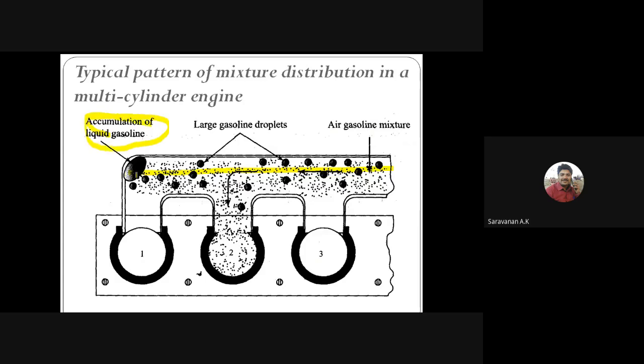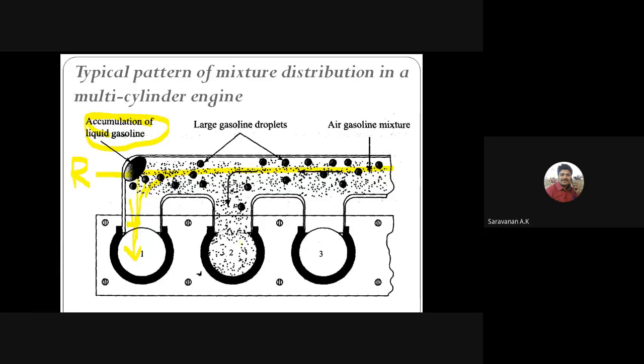In this accumulation, the fuel amount will be somewhat high compared to the air. So here we get a rich mixture. That rich mixture enters cylinder 1 when the firing order comes to the cylinder 1 position. So automatically, when the intake valve opens, the air fuel mixture will be sucked into cylinder number 1, and there we get a rich mixture, right?